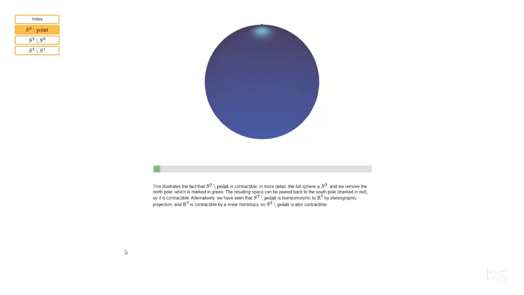We will discuss the homotopy types of certain spaces related to the sphere. Okay, so this picture here shows a sphere, but we've removed the North Pole. This little point marked in green is the North Pole, and we're removing it from the sphere, and we want to understand the remaining space.